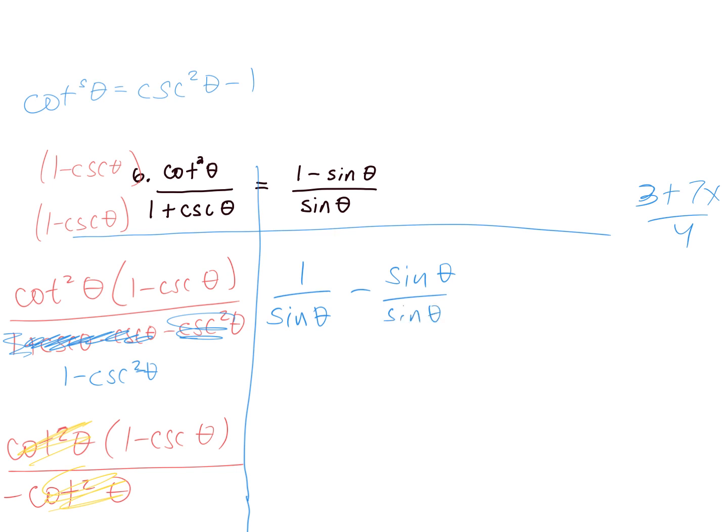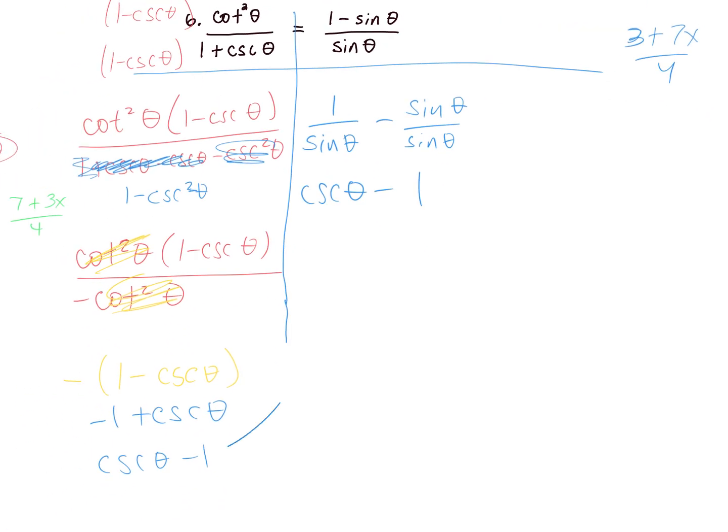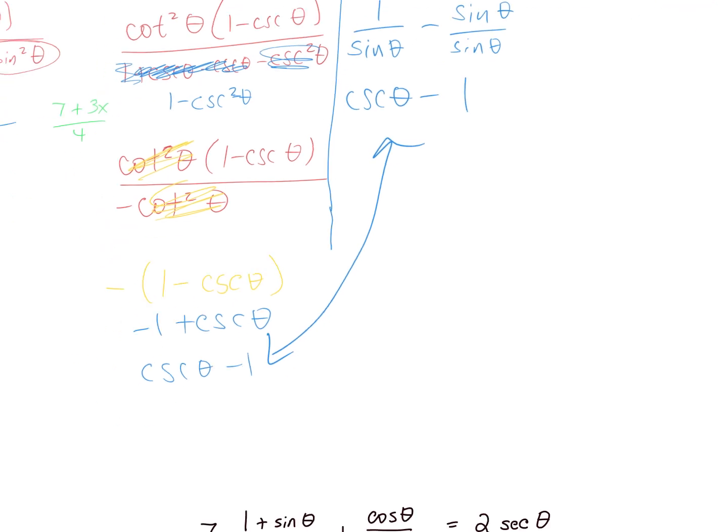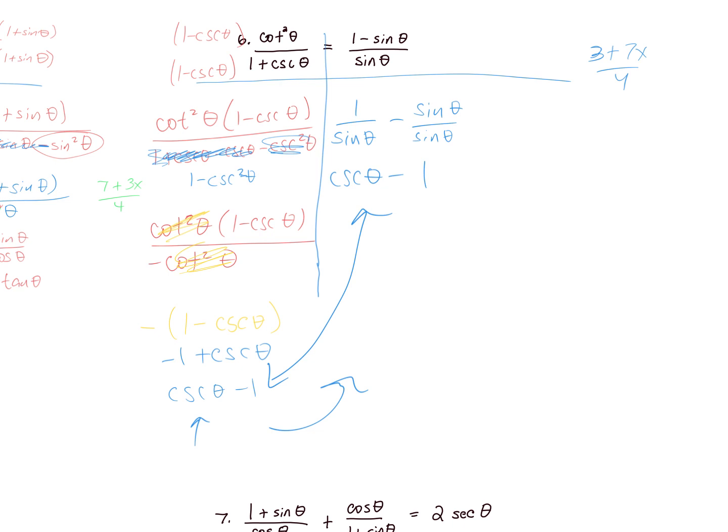Which Marcella just said was 1. Is there another way I could write 1 over sine? Cosecant. Is there another way I could write sine over sine? Are those two now the same things? And if you wanted to, oh shoot, or what could you have done over here? You could have kept going and changed it to 1 minus sine theta over sine theta.